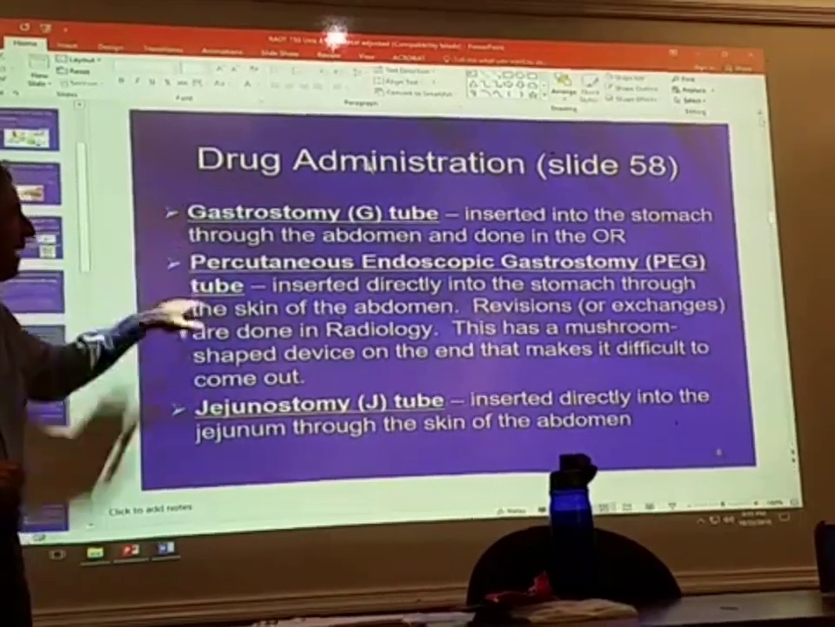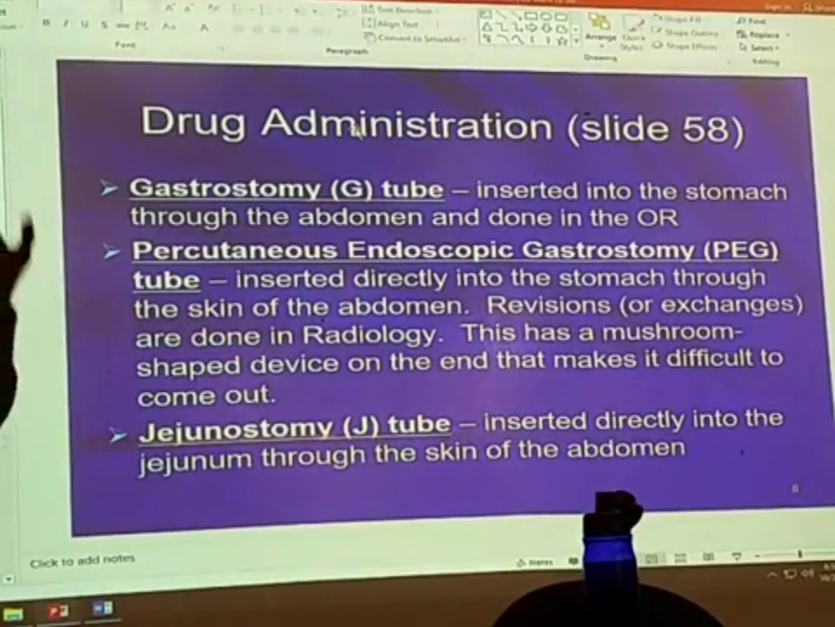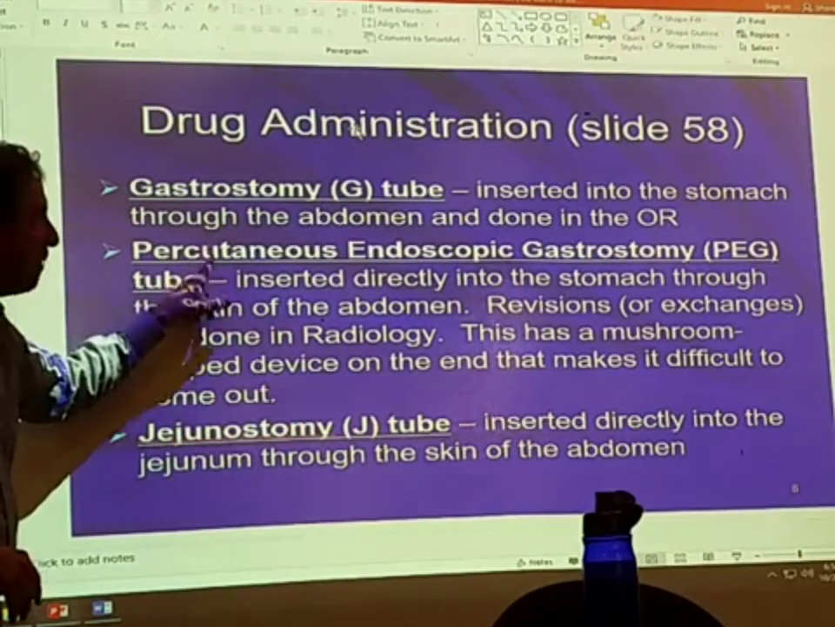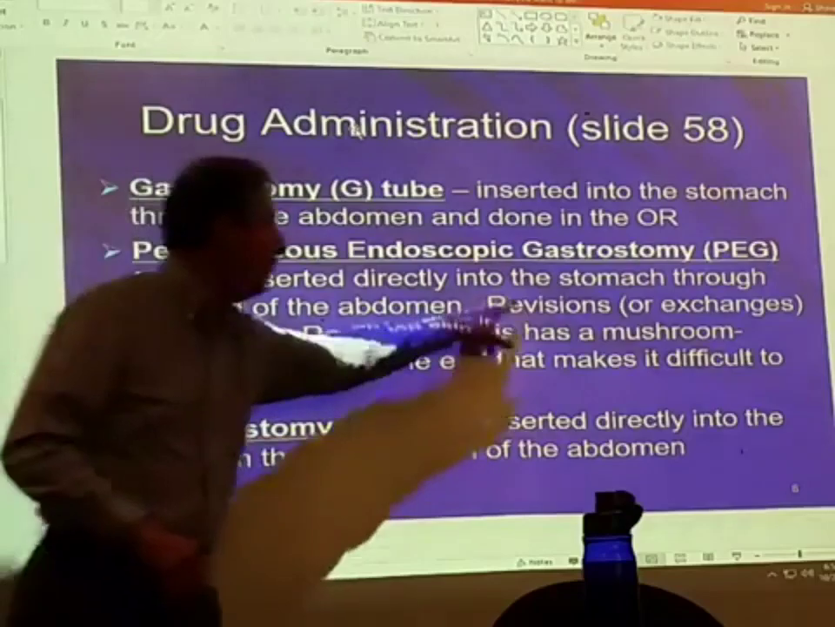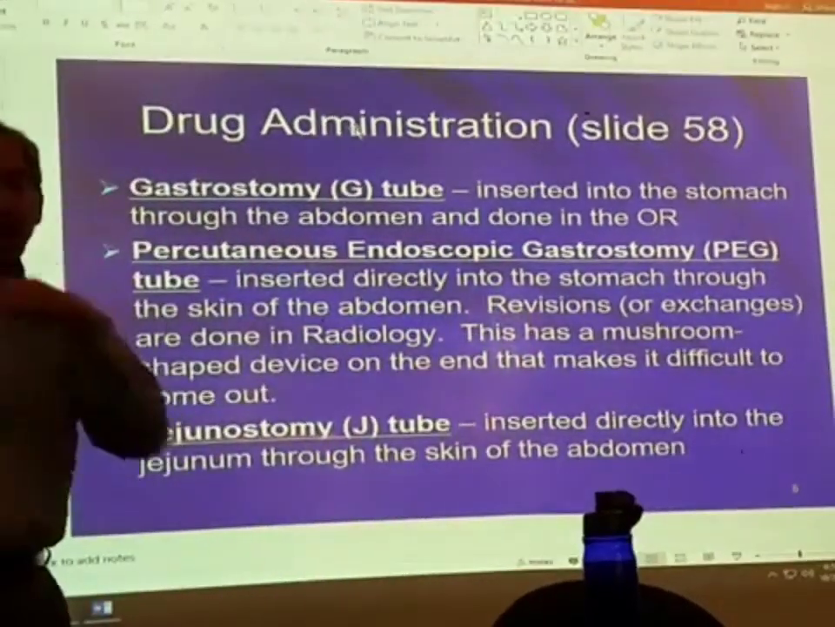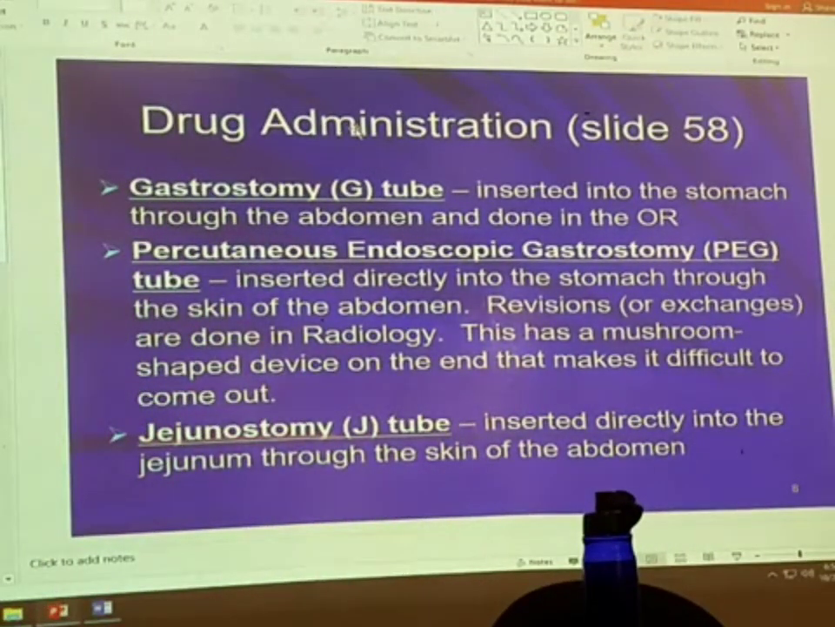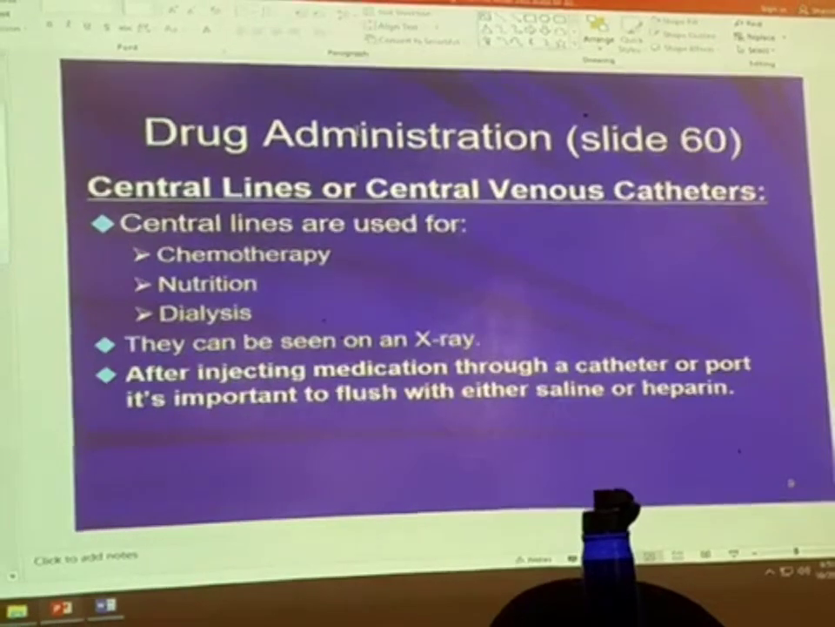The G tubes and the PEG tubes can be put in surgery, but you want to make sure these PEG tubes can actually be, the revision can occur in radiology. So you'll see that occasionally in our department, okay?